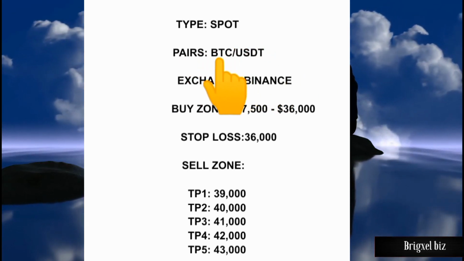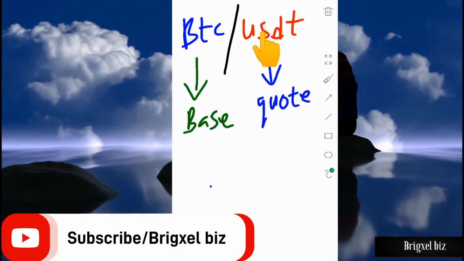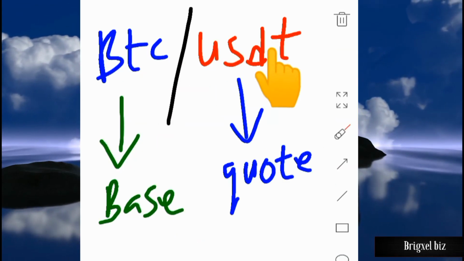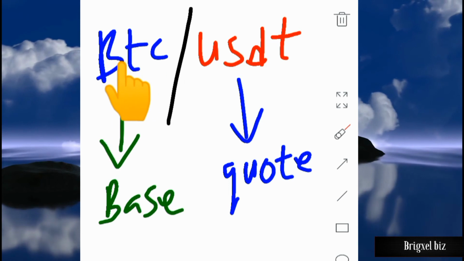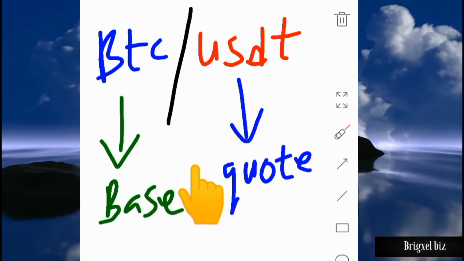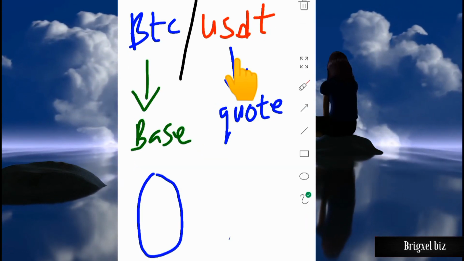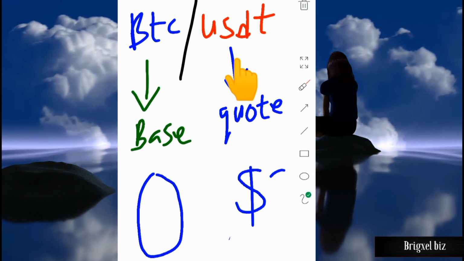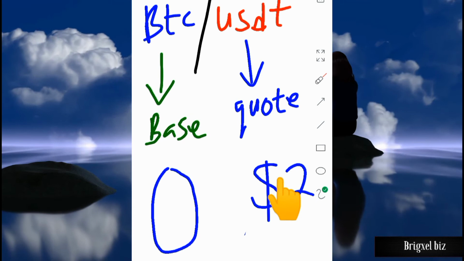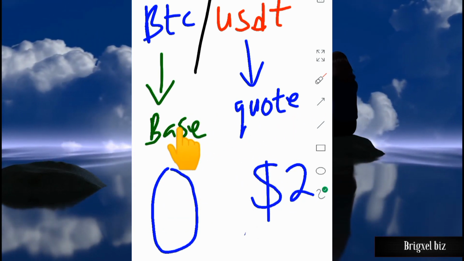Now we need to explain this a little bit. BTC is the base currency while USDT is our quote. What does this mean? What this means is that we're using USDT to buy BTC. This is similar to going to a supermarket to buy, let's say, an egg. If this is the egg right here and you're spending $2 to buy the egg, what you're using to buy the egg is $2, and $2 therefore is your quote. The egg is what you're buying, which is your base currency.